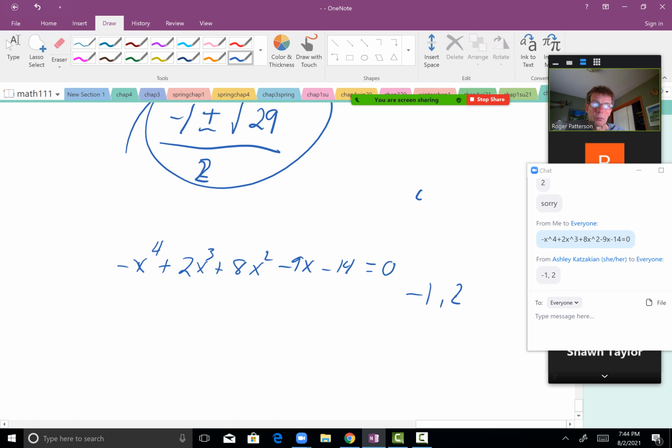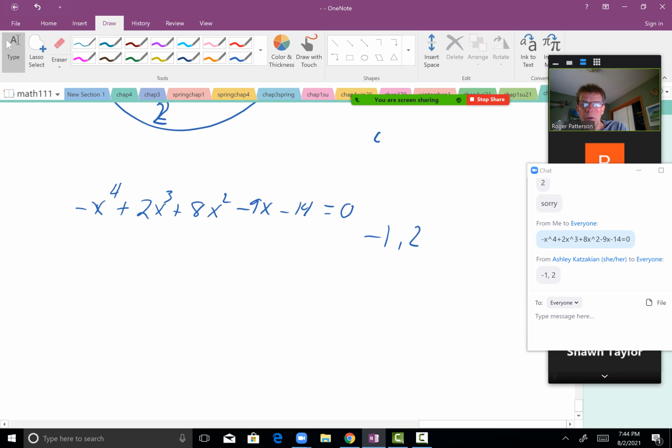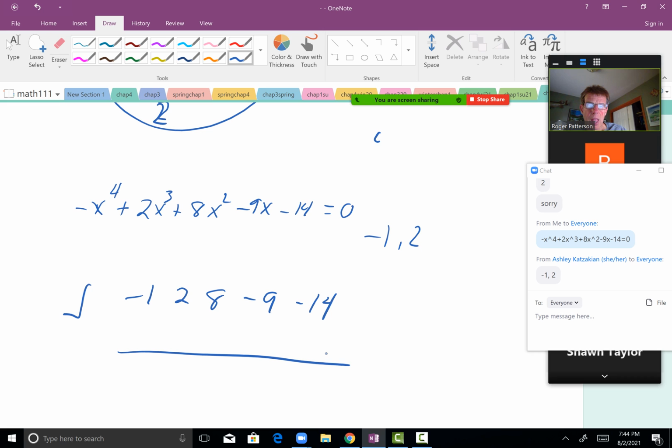Now, it might have some other ones, right? But maybe they're decimals. We can't understand. They're not exact values. All right, so now we have 2 of these. So we're going to do synthetic division again. All right, and you can do it right along with me. Okay, so we're going to divide this by. Now, which one do you want to divide it by? -1 or 2? It doesn't matter to me. You pick. -1. All right.